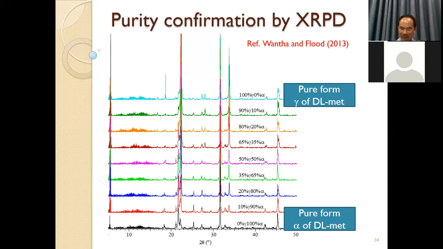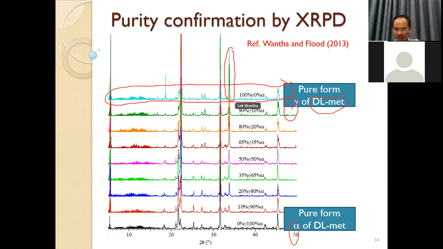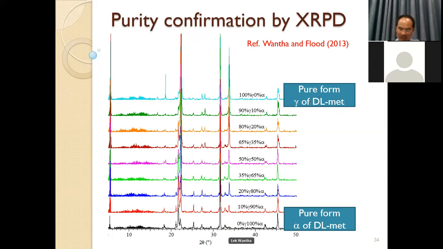For this case, we have two forms of the compound, gamma and alpha. This is the peak of form gamma, pure gamma. You can detect it by the different peak. For pure gamma, we have this peak, and there is no this peak. We can conclude this is pure gamma, 100% gamma.